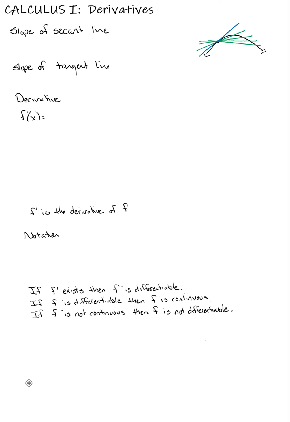Now this is one of the big topics in calculus. Very exciting. Let's start with an idea that we already know. Let's talk about slope. I want to specifically look at slope of a secant line.